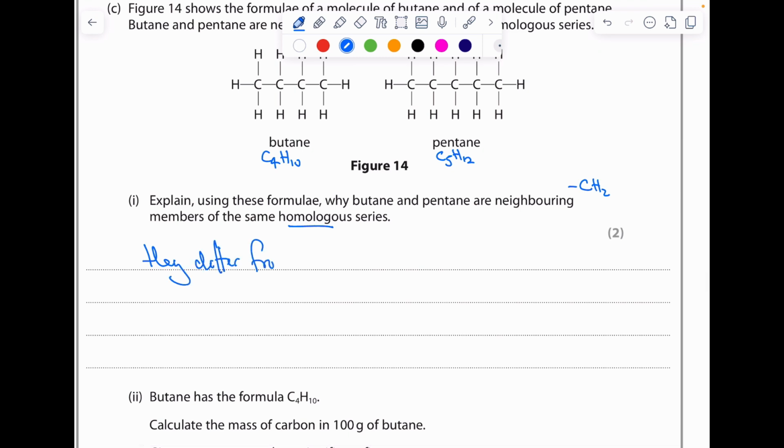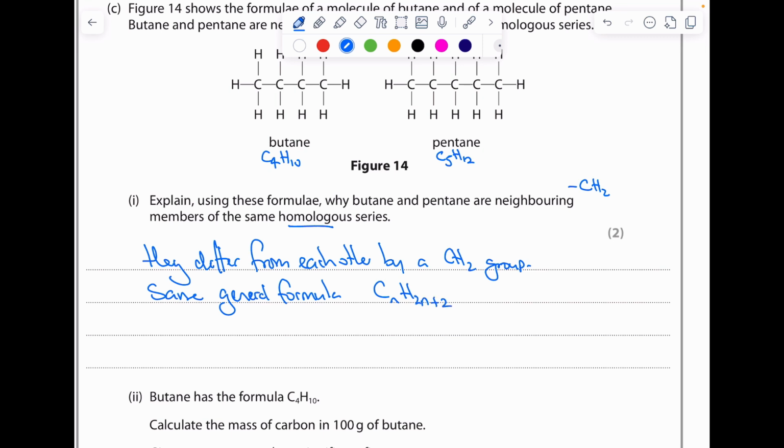So the first one we can say here is they differ from each other by a CH2 group. There's the first point. Second point is that they have, because we've got to base it just on what we see in front of us, they have the same general formula. We don't have to tell them that, but we can show off because we know these two are alkanes, and the general formula for an alkane is CnH2n+2.